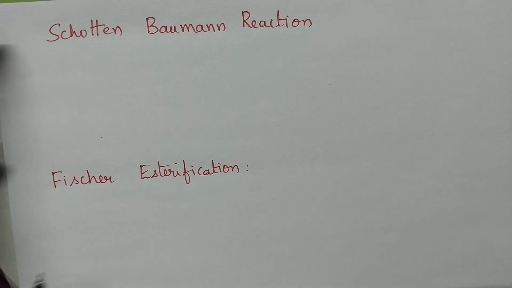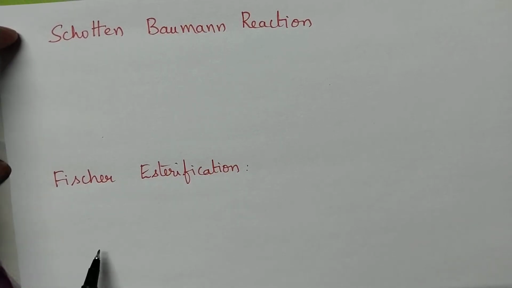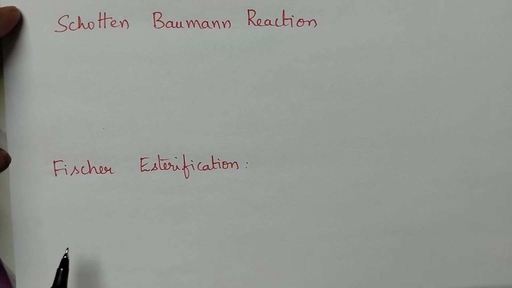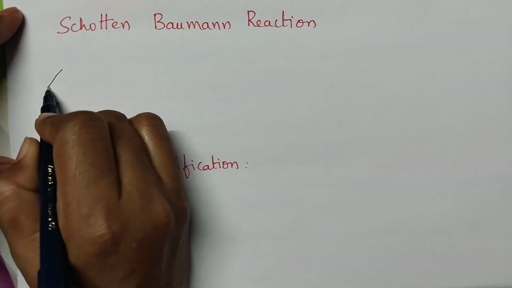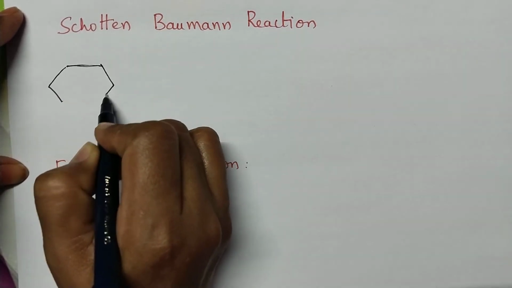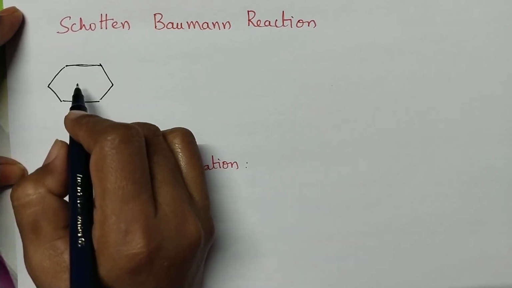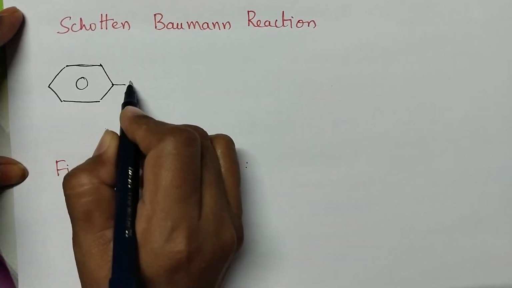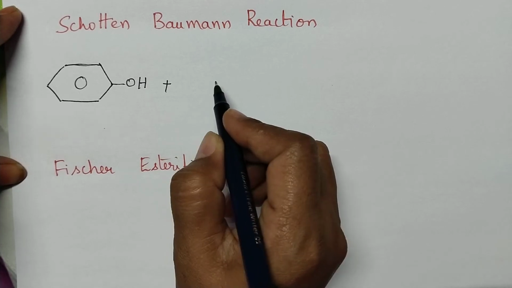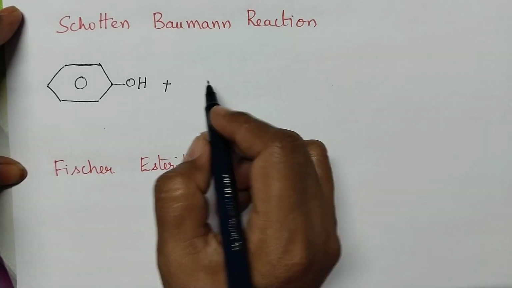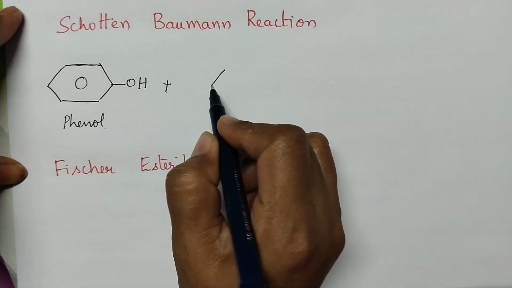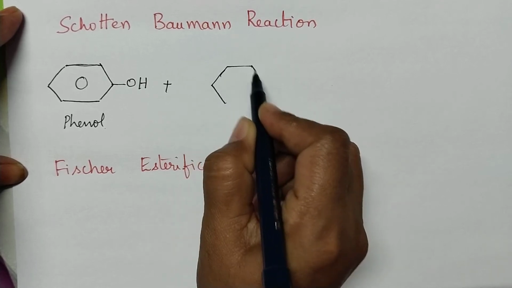Let us study about the Bowman reaction. So what is the named reaction? Bowman reaction. In this reaction, phenol is treated with benzoyl chloride. So in this reaction what happens? Phenol is treated with benzoyl chloride.